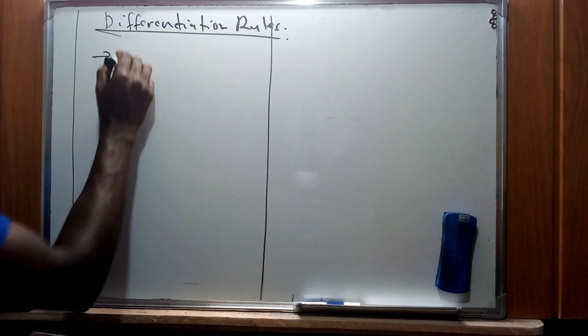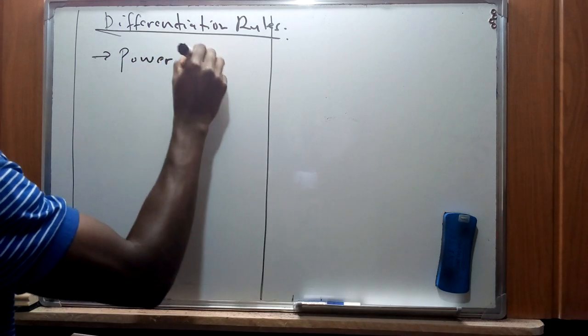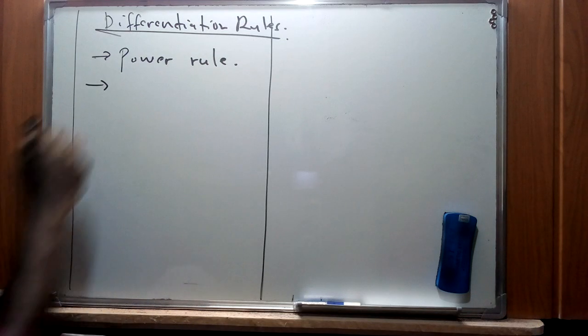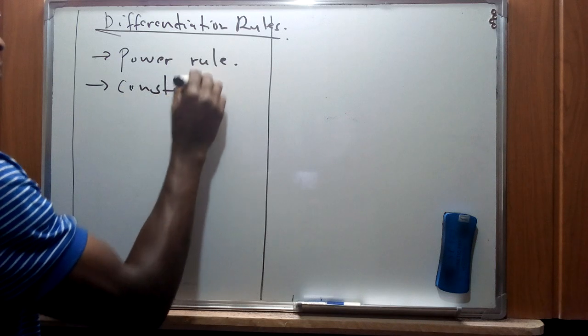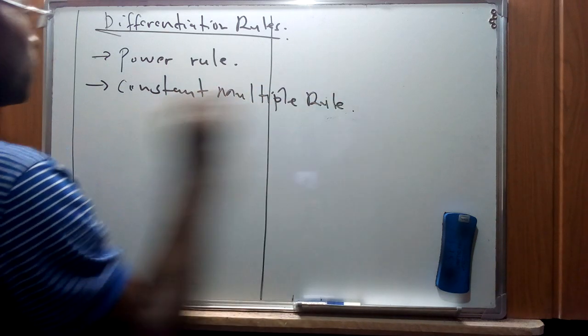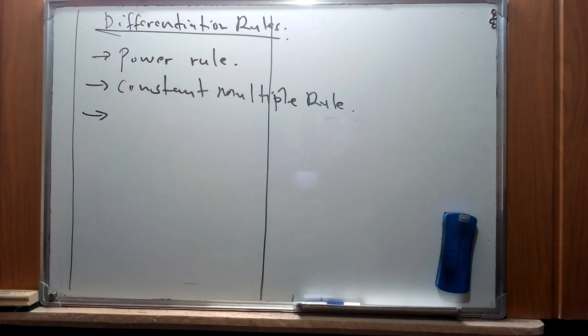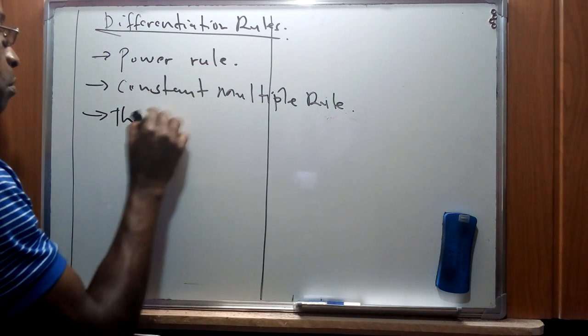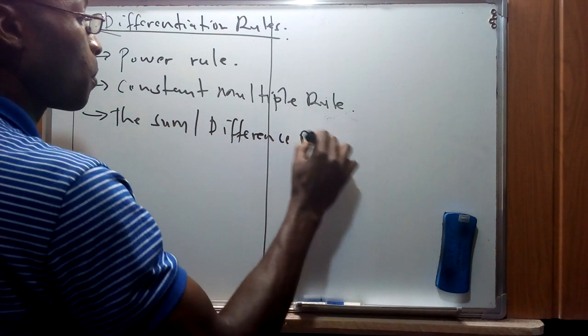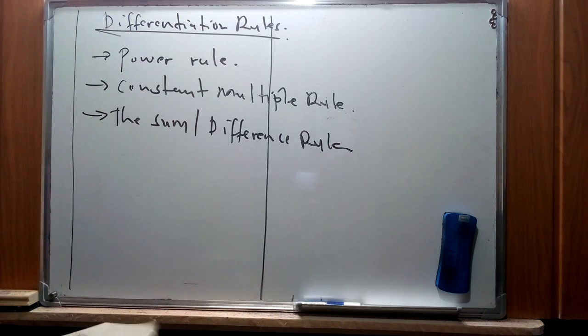So the first one we're going to look at is the power rule. And next we'll look at the constant multiple rule. Then next we'll look at the concept of the sum or difference rule. And basically we're also going to look at the power rule for positive integers.